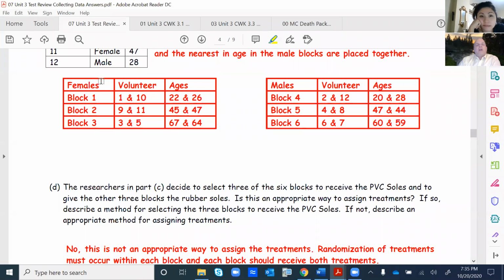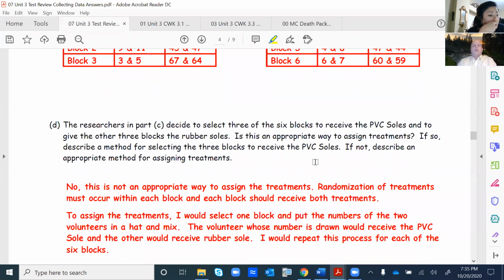It could be that all 3 of the blocks that I chose were female, and all of the female group received the PVC, and all the males received the rubber. Well, then there really wasn't any blocking. Blocking would say that both treatments go to each block. So basically, I'm going to have people wearing PVC shoes and rubber shoes in the female group, and people wearing PVC shoes and rubber shoes in the male group. So randomization of treatments must occur within each block.